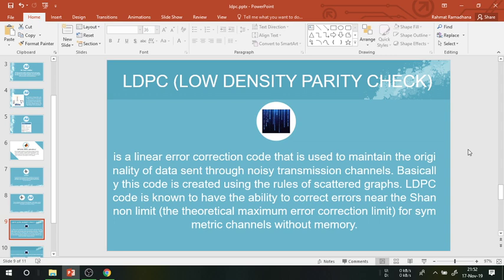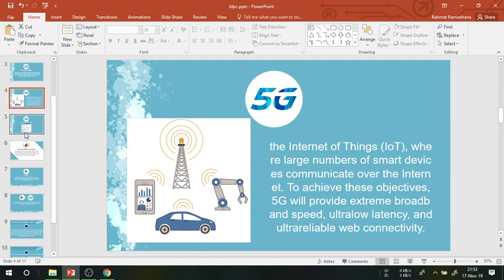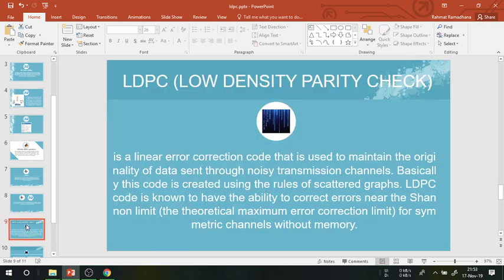And 5G uses LDPC. Why? Because LDPC is fast at correcting errors, linear errors, and in 5G everything is fast, like ultra-low latency and ultra-reliable web connectivity. This is why 5G needs LDPC.